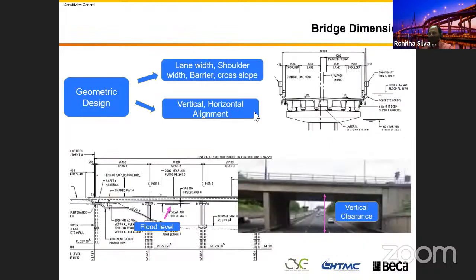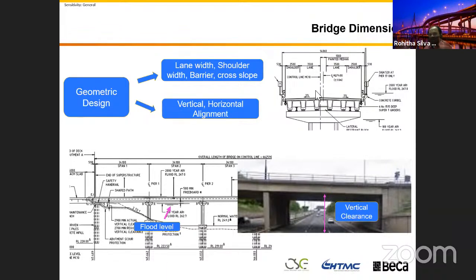Then I quickly go through the bridge dimensions. It's developed by our road designers, the geometric designs. Then you can calculate the lane width and the shoulder width and the barrier, of course. That's a standard for the bridge barrier. Depending on your barrier type, you need about 0.5 meter.